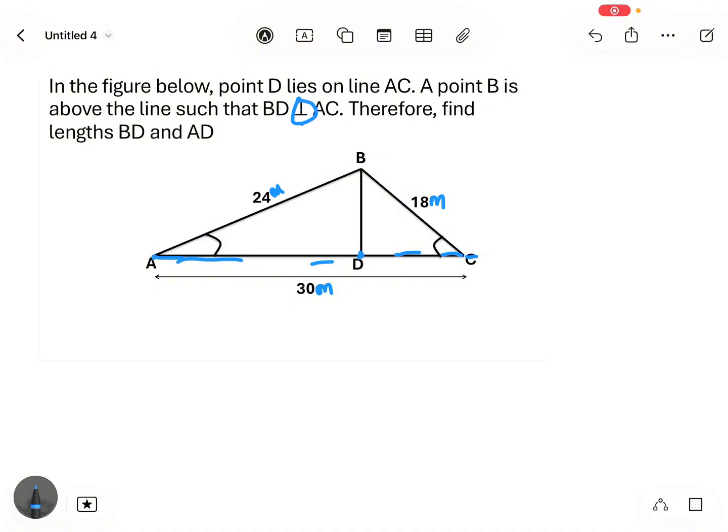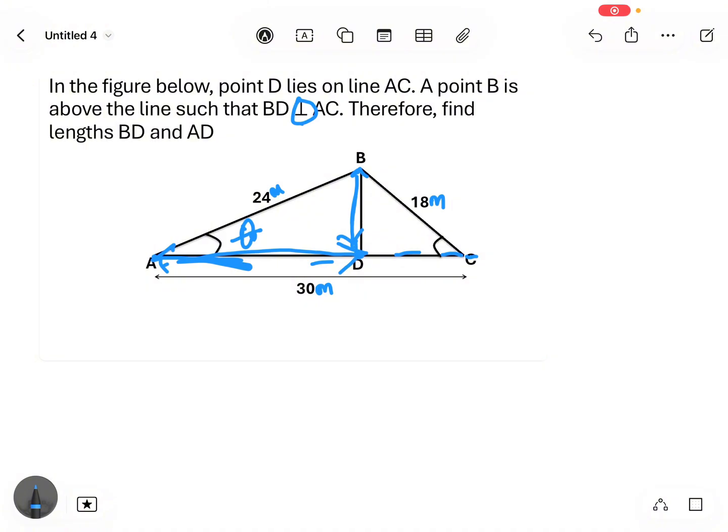So we need to look for this particular side, which is AD, and we also need to look for BD. For you to be able to get these two sides, you need this particular angle. Let's call this theta. You can easily use SOHCAHTOA to get BD and AD. And for you to get this theta, you need to recall your cosine rule.